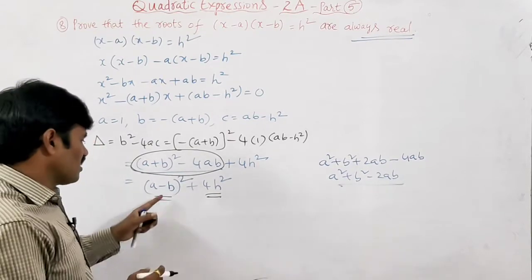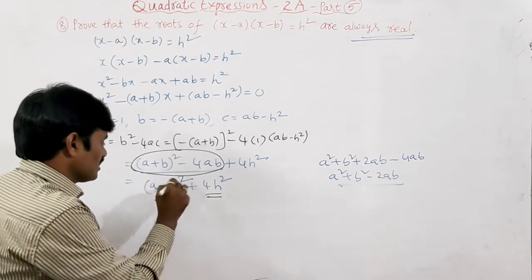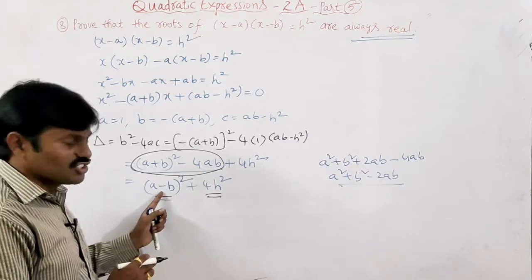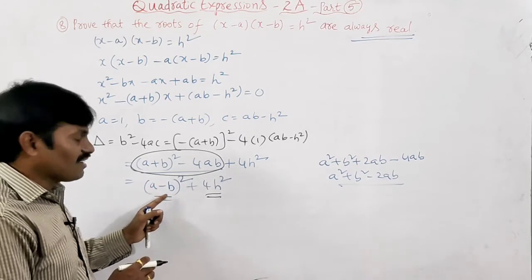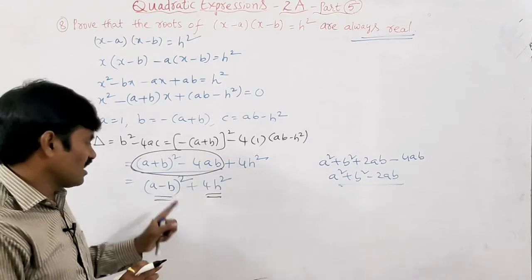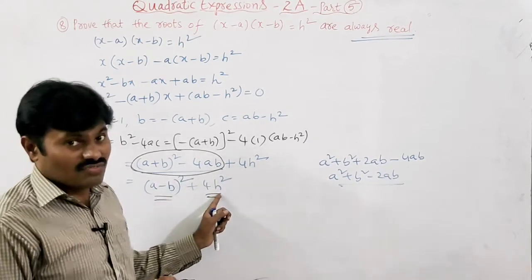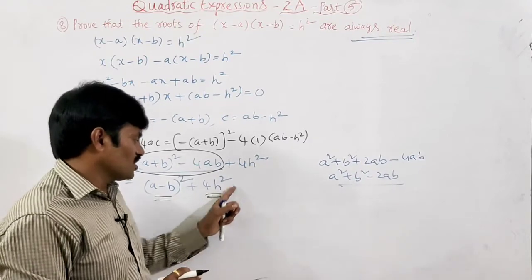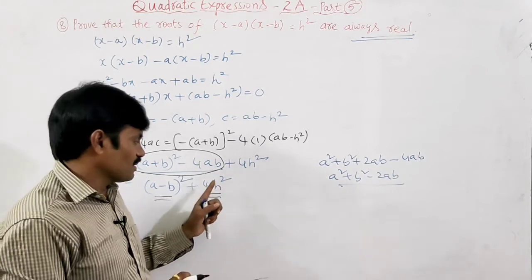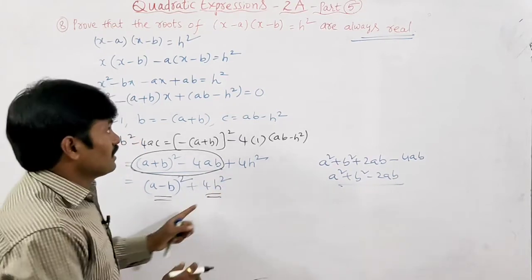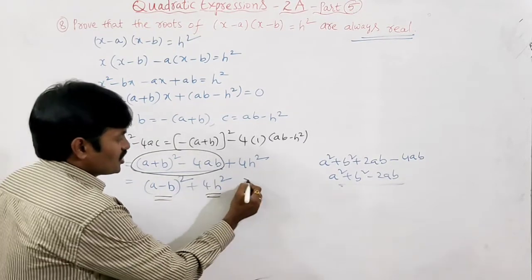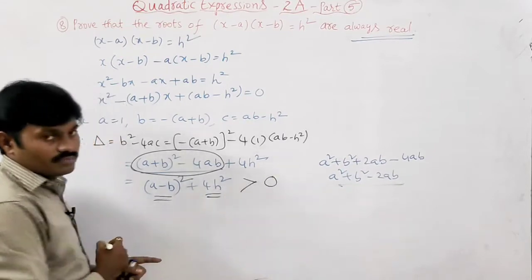the value of (a minus b) whole square is always positive because it has square. So, if a and b are equal, it becomes 0. In other cases, it is always positive. If you take any values of a and b, it is always positive. And if you come to the 4h square also, since h is 0, this whole term becomes 0. Other than h value 0, in all cases it becomes positive. So orally we can say that here it is a positive value which is greater than 0.